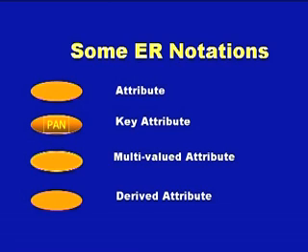And then there are derived attributes, that is attributes whose values can be derived from other attributes, and these are shown using dotted lines. We took an example of the age of an employee, that is if we know the date of birth of an employee and the current date, we can derive the age of an employee.